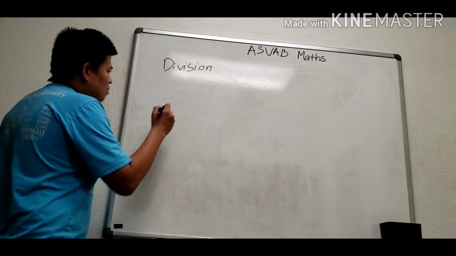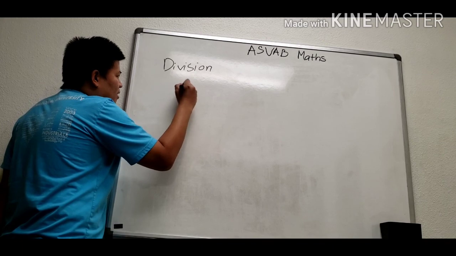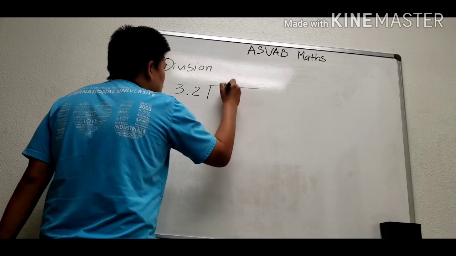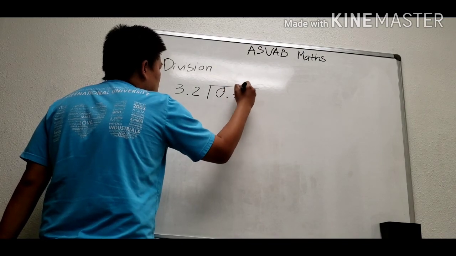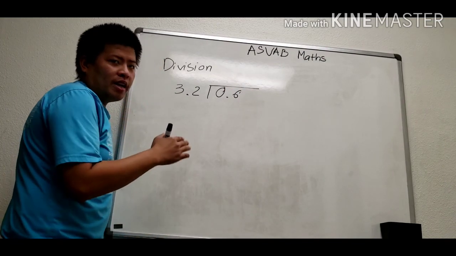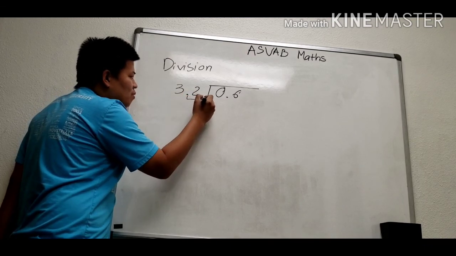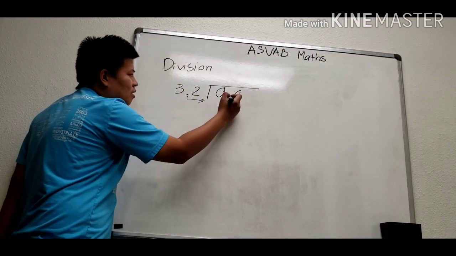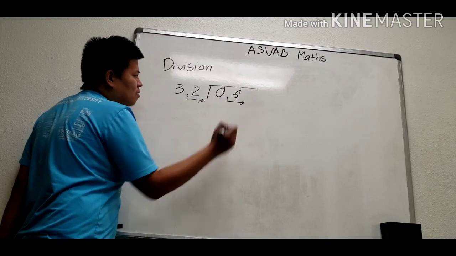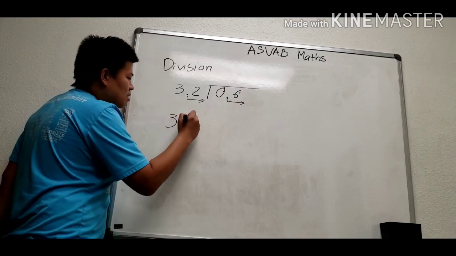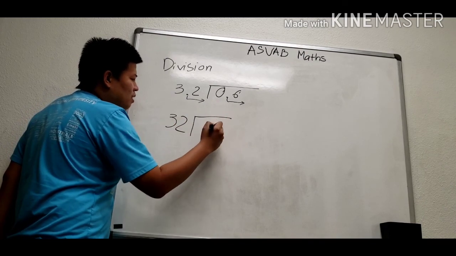So for example, we want to divide 3.2 with 0.6. In here we have one decimal digit. We move the decimal to the right, count 1. So this one we move to here too, so that we get the new division. Let's see, 32 divided by 6.